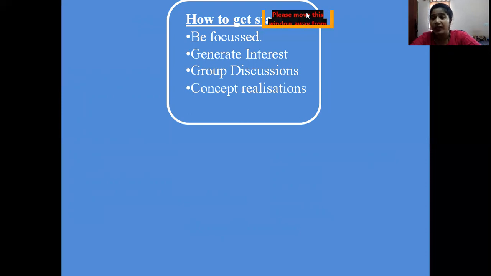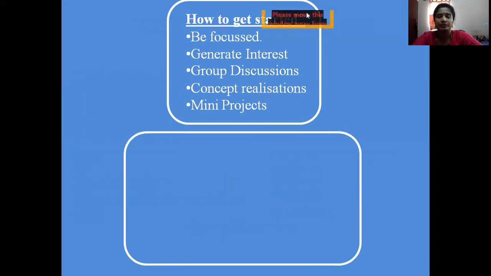Not only that, the next step is very much important, mini projects. So whatever you have studied theoretically, you will try out hands-on by yourself in the mini projects. That gives you more knowledge in whatever field you are having interest. Then there's just a glimpse.